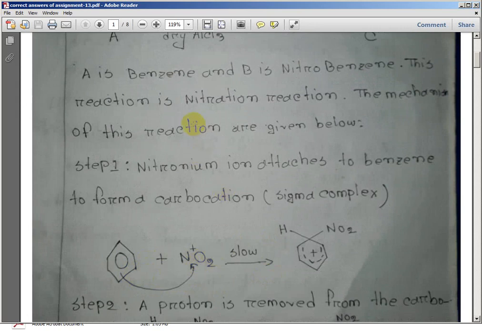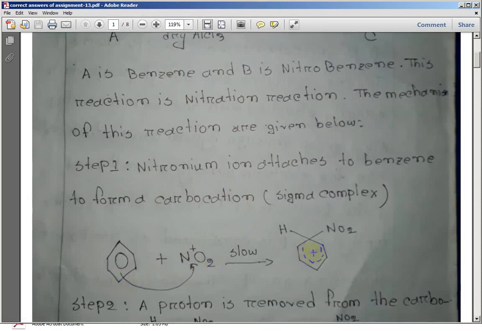At first you should write how the nitronium ion is formed from nitric acid and sulfuric acid. She missed this thing. Before beginning step one, at first you write sulfuric acid and nitric acid, and this nitronium ion is formed. Okay, then you write this reaction at the top. Then you write step 1, nitronium ion. This nitronium ion attaches to the benzene ring.